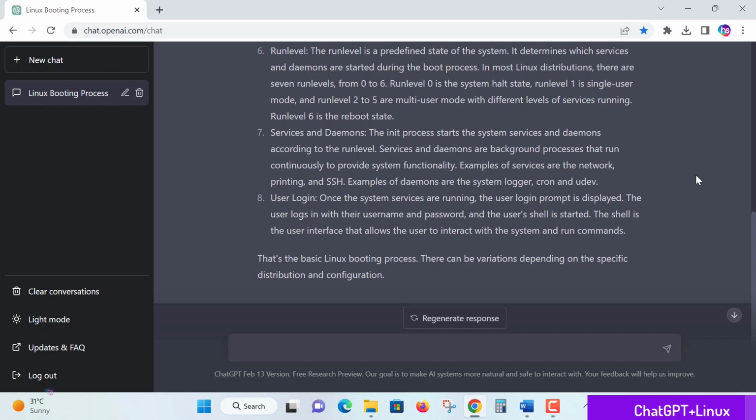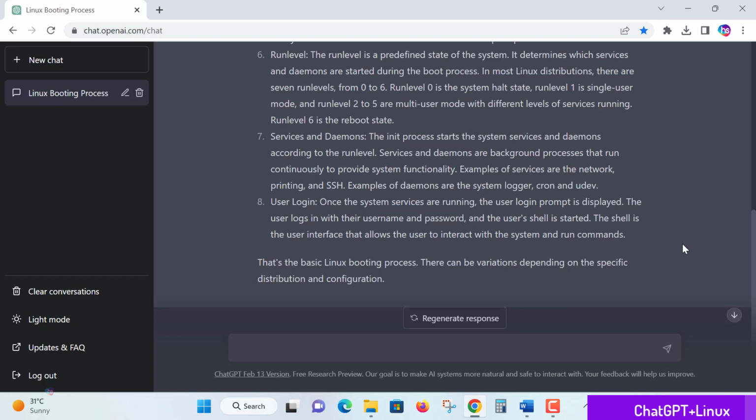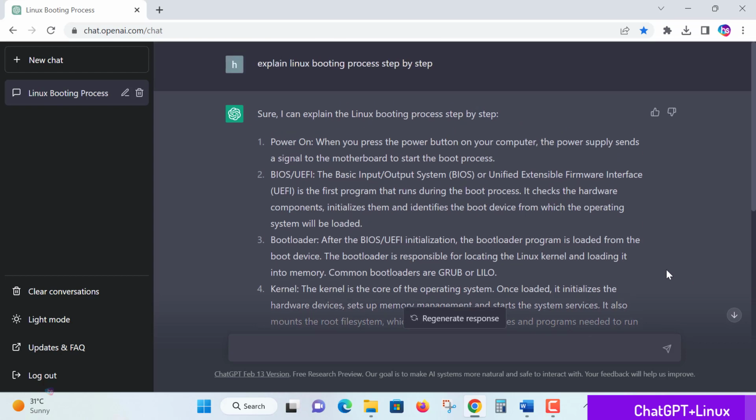This is the basic Linux booting process. There can be variations depending on the specific distribution. Slight variations are there across different Linux distributions like Ubuntu, CentOS, and others. In most cases these steps apply to any Linux operating system flavor in the booting process.